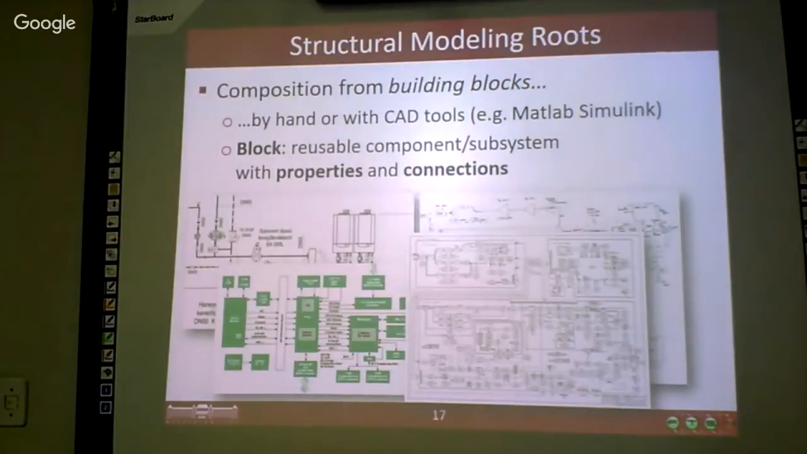So here you can see many blocks. This concept of block is the abstraction of all these things that you see here and that you can use in the engineering domain.